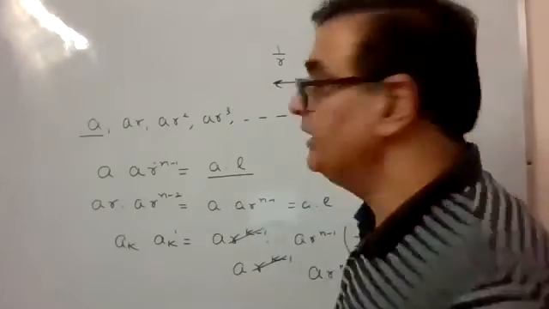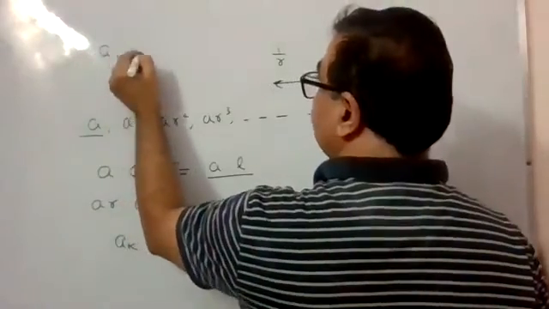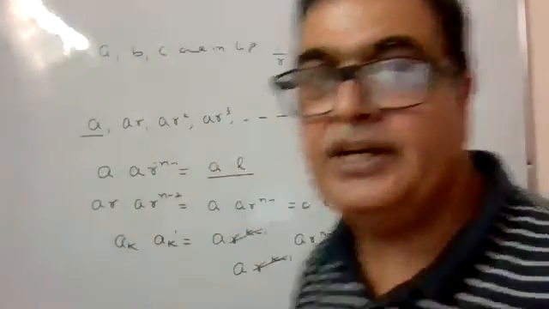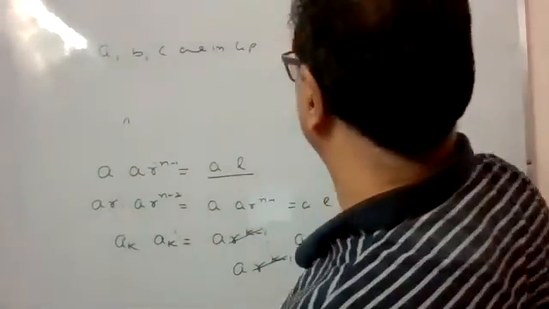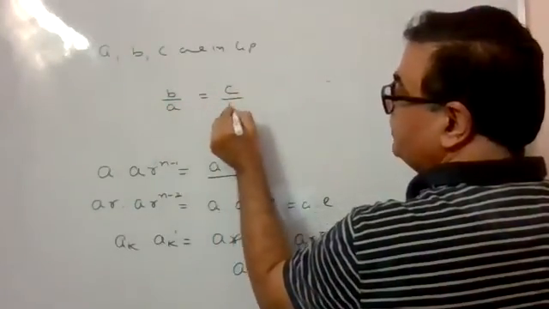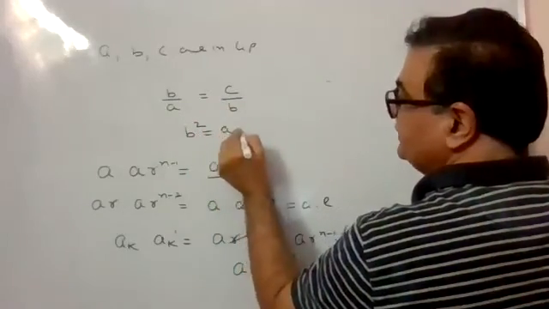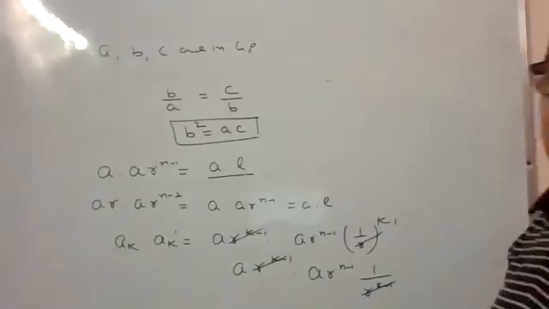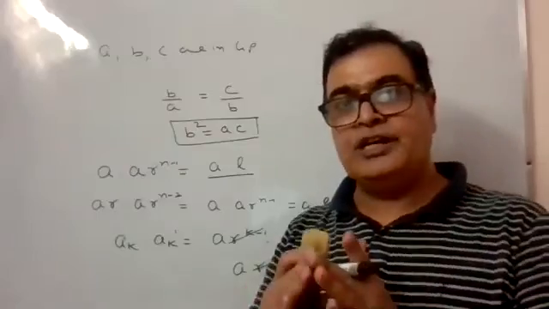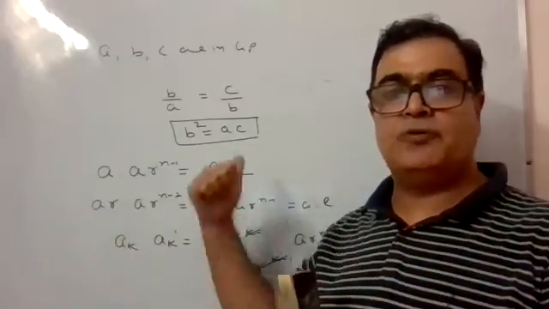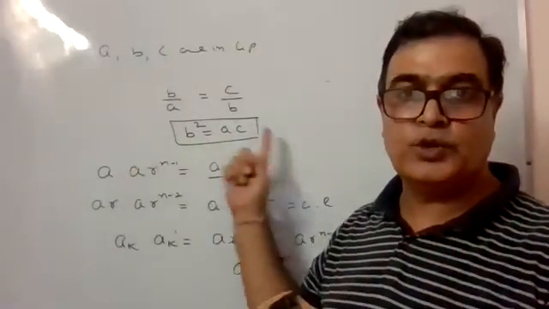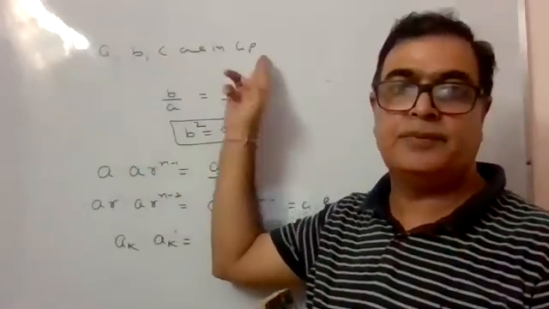The next property says: if a, b, c are in GP, what should be the condition we must have? We have b by a equal to c by b, or I should say b square is ac. This is a very important result, and you should know it later also. So if three numbers are in GP, then b square comes out to be ac. b square is equal to ac if you have a, b, c in GP.